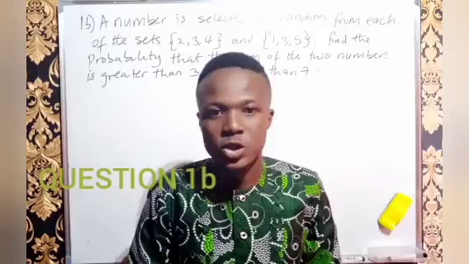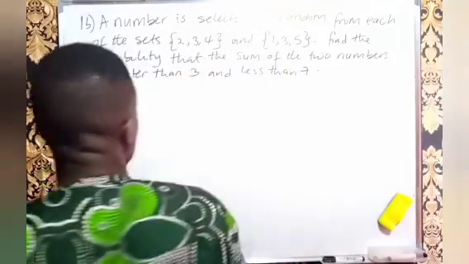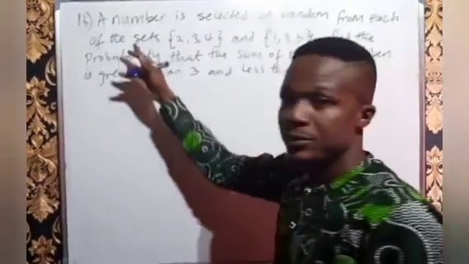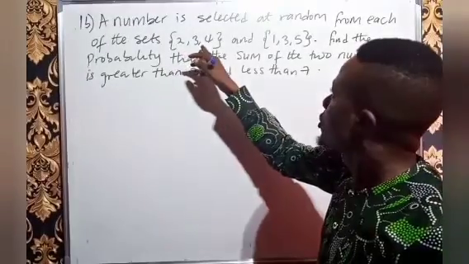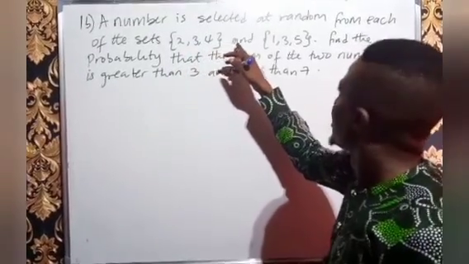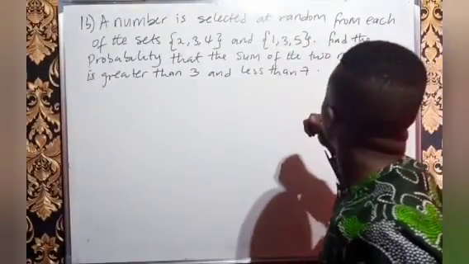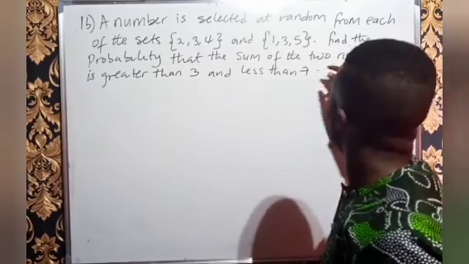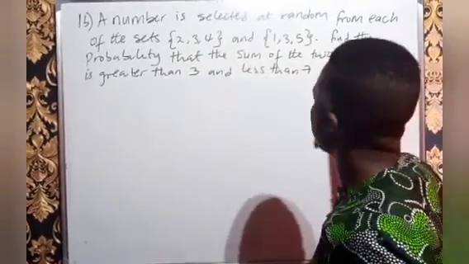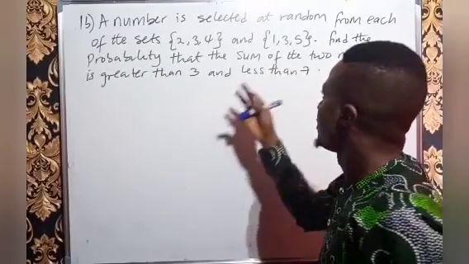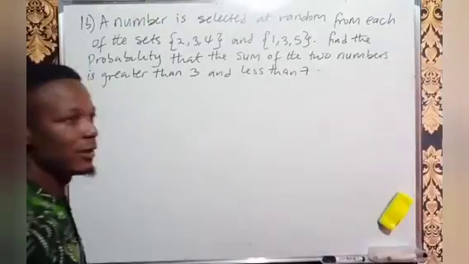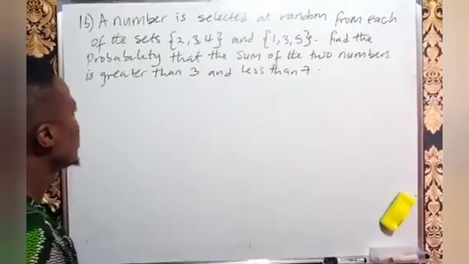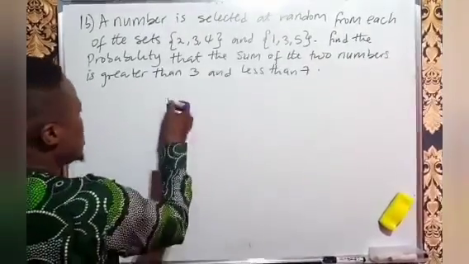Okay, so let's continue with question number 1b. The question tells us that a number is selected at random from each of the sets 2, 3, and 4, and 1, 3, and 5. And the question now says, find the probability that the sum of the two numbers is greater than 3 and less than 5. Before you can tackle this question, you have to draw the probability table. So let's have a table like this to see the combinations.